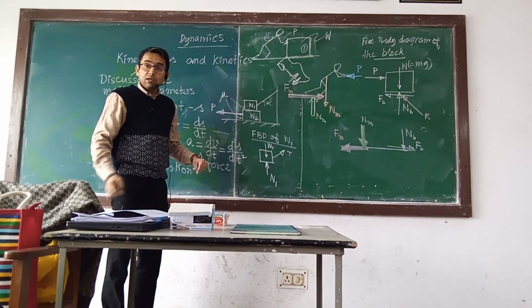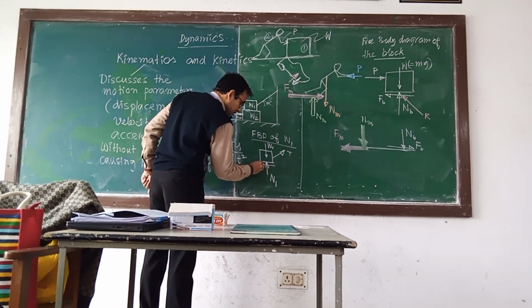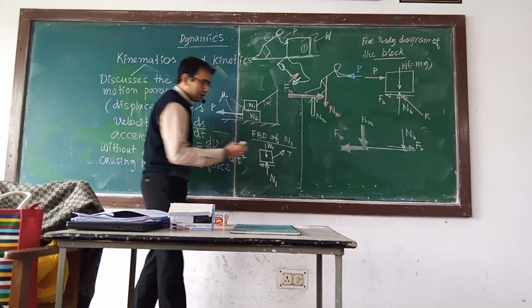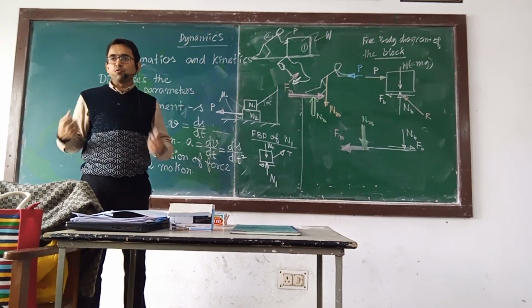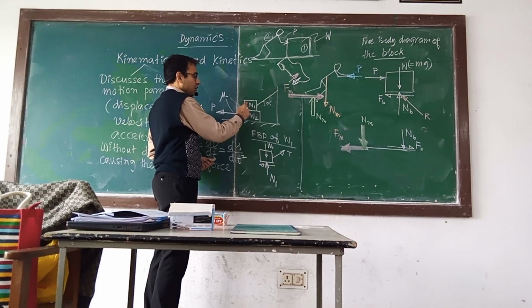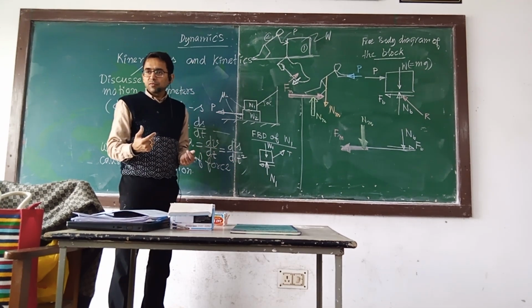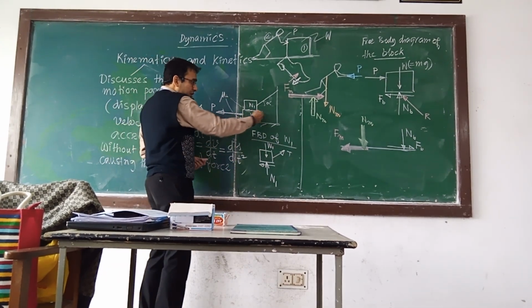Clear or not? Is it clear? So the friction on this will be in this direction, the direction in which it is trying to be pulled. So what is actually pulling this? Can you tell? This is pulling this block via friction, using friction only. There is no other connection. Right? So by friction it is pulling.